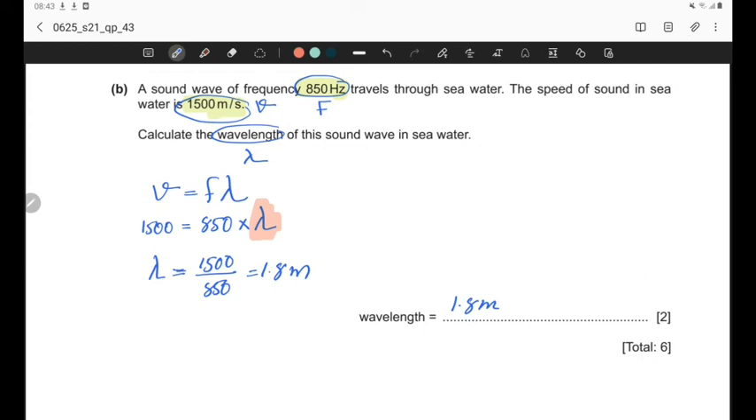When you calculate, you will get 1.76, but we should write the answer in two significant figures. So we can write 1.8 meter. Please make sure to write the equation and the working part in order to score full marks.